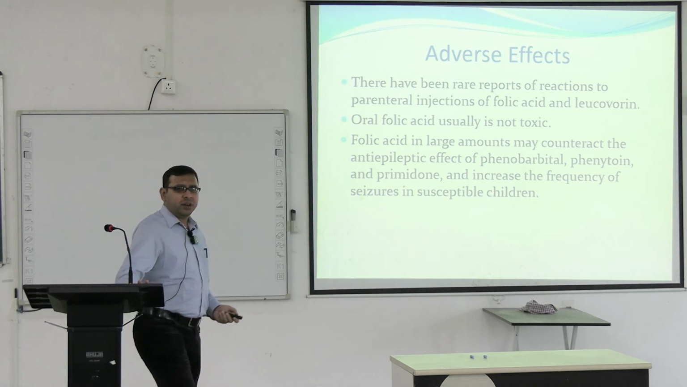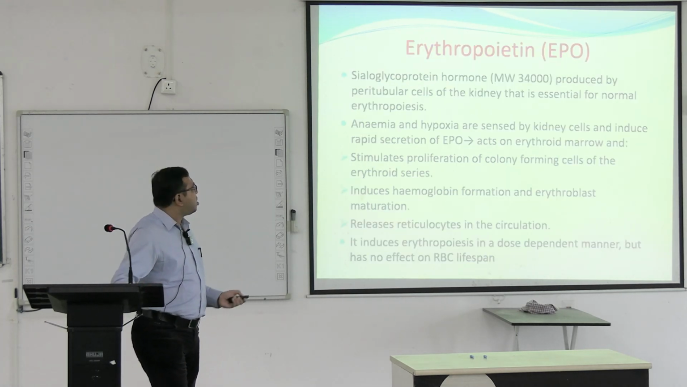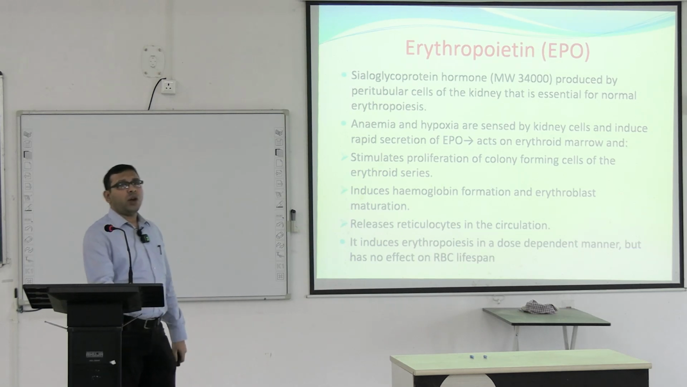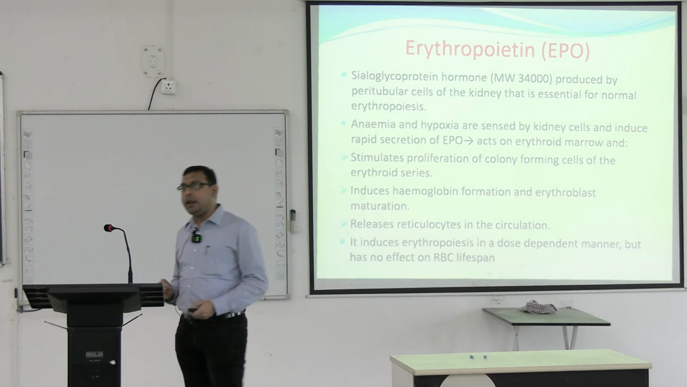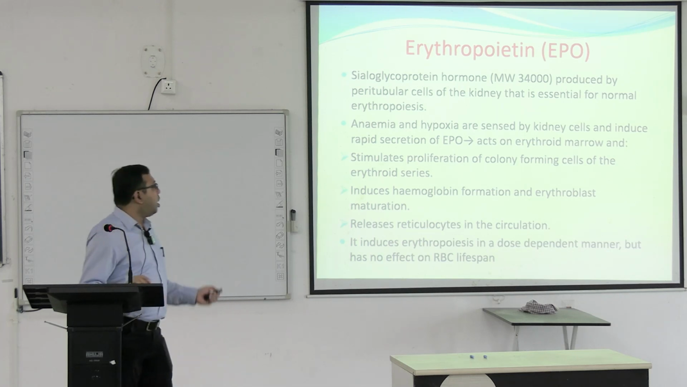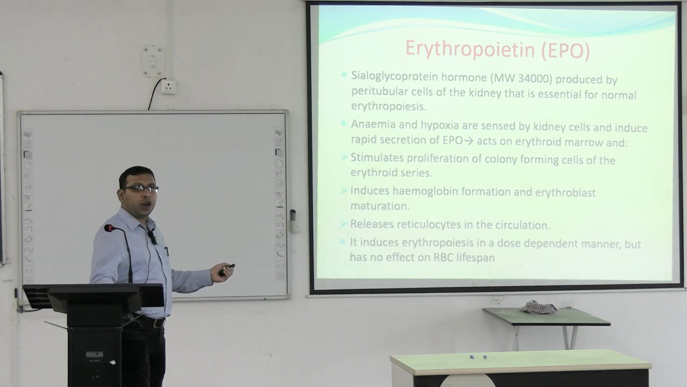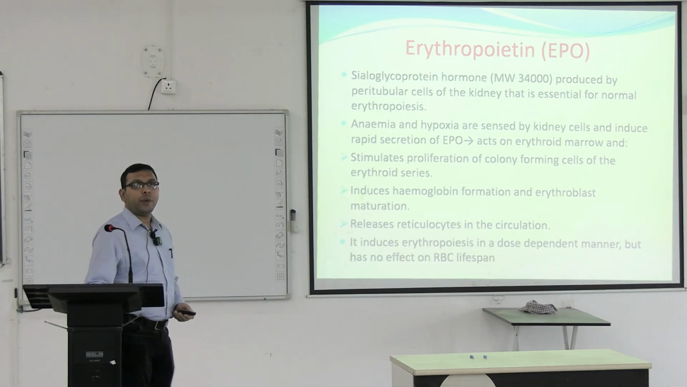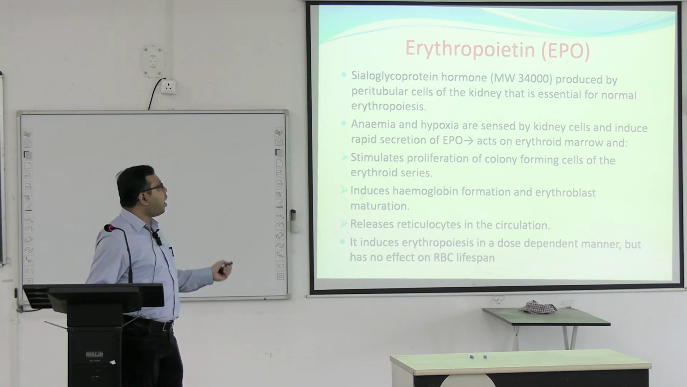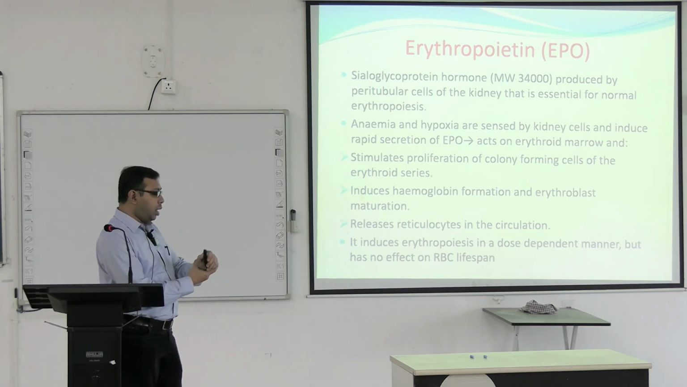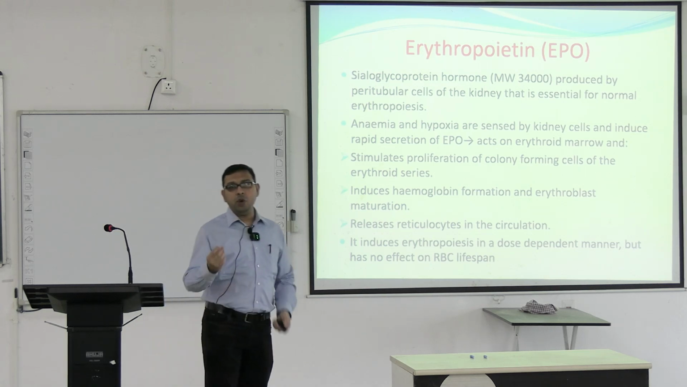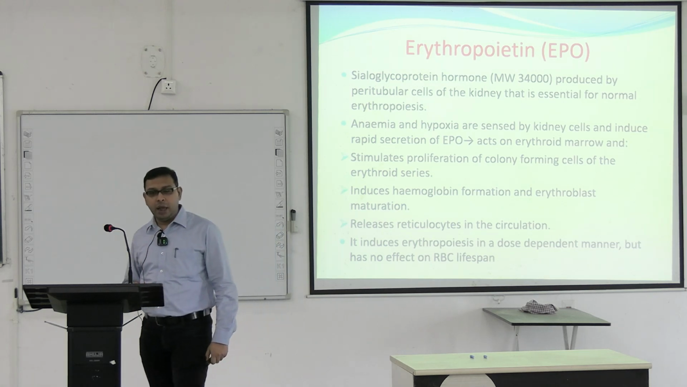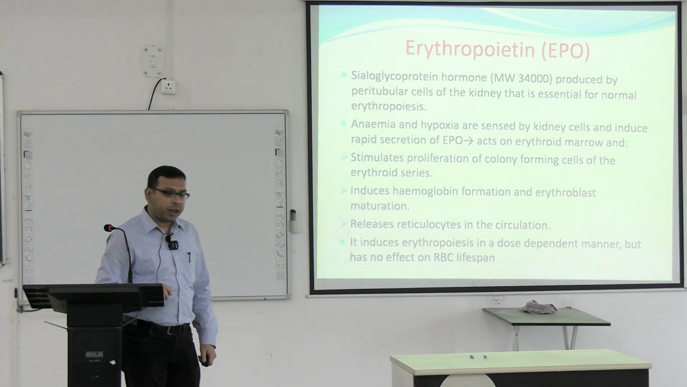Adverse effects are very few, details are not required. Next, coming after folic acid, erythropoietin. So, erythropoietin is another hematinic, it is a growth factor. It is a sialoglycoprotein hormone with a molecular weight of approximately 34,000, produced by the peritubular cells of the kidney, that is essential for normal erythropoiesis. So, peritubular cells are present within the kidney, from which the erythropoietin is secreted.